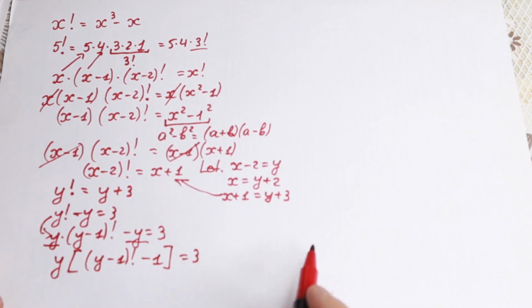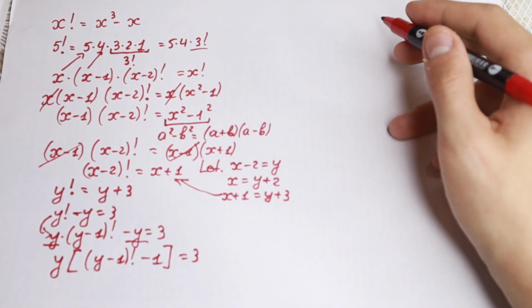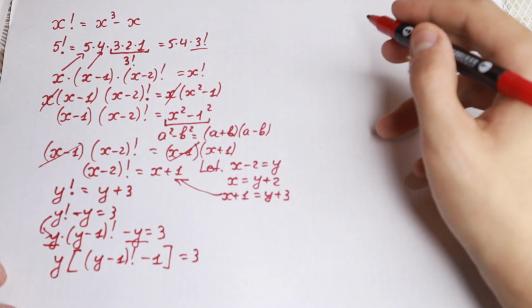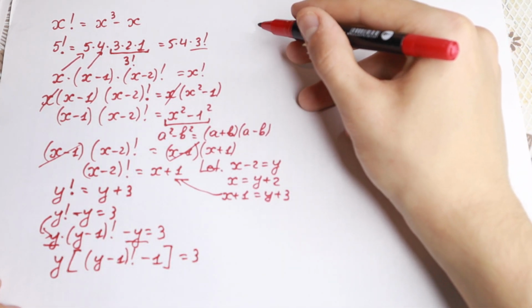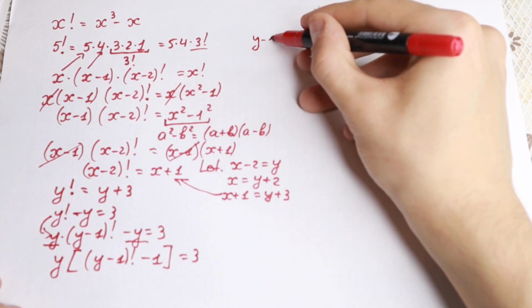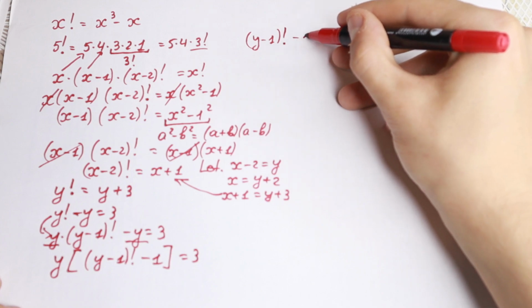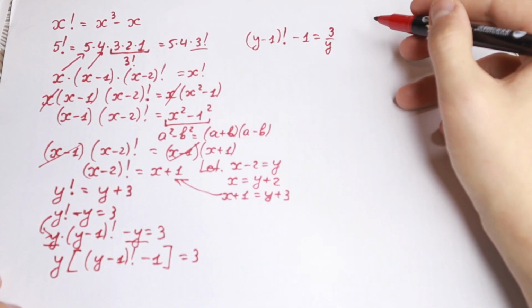So I hope you understand this step. Okay, let's go next. I want to write right here on the top, we have this expression: (y minus 1 factorial minus 1) multiplied by y equal to 3. And right now let's divide by y both sides. If we divide it, we will have the next one. We will have that y minus 1 factorial minus 1 equal to 3 over y.